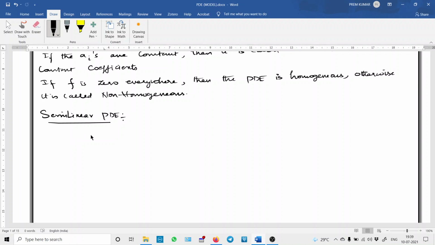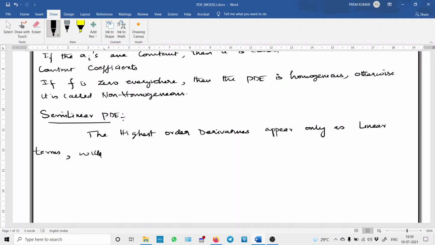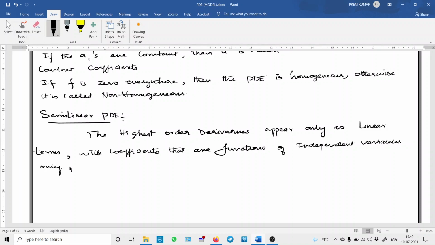Just a slight variation. The highest order derivatives appear only as linear terms, with the coefficients that are functions of independent variables only.